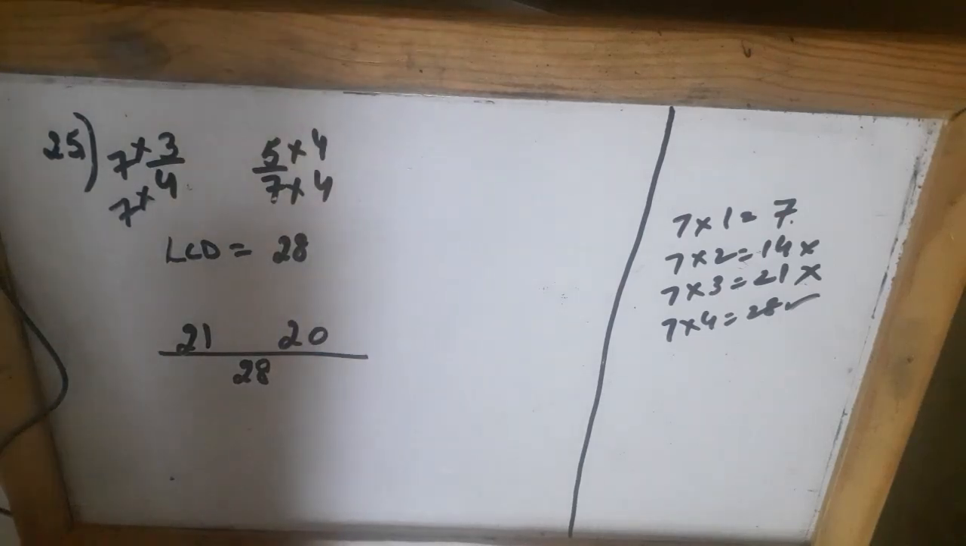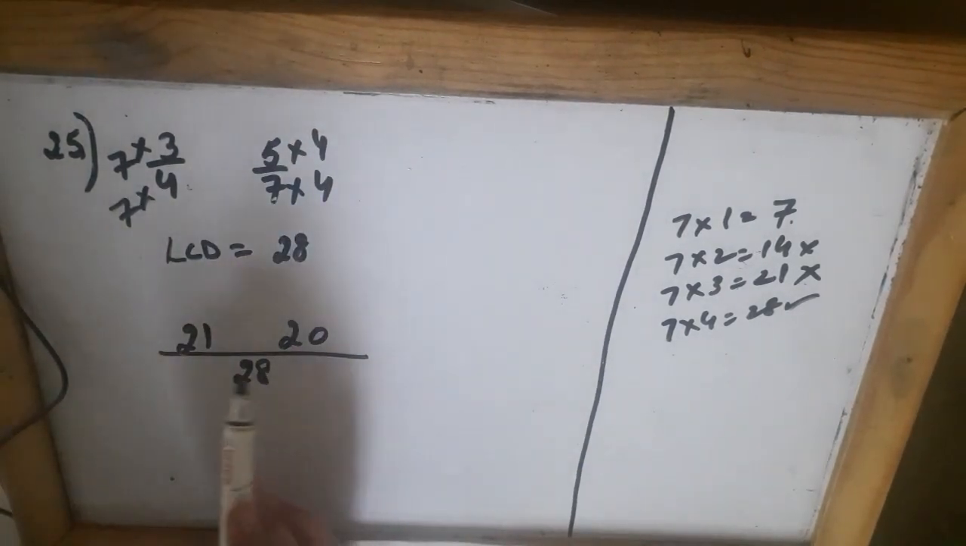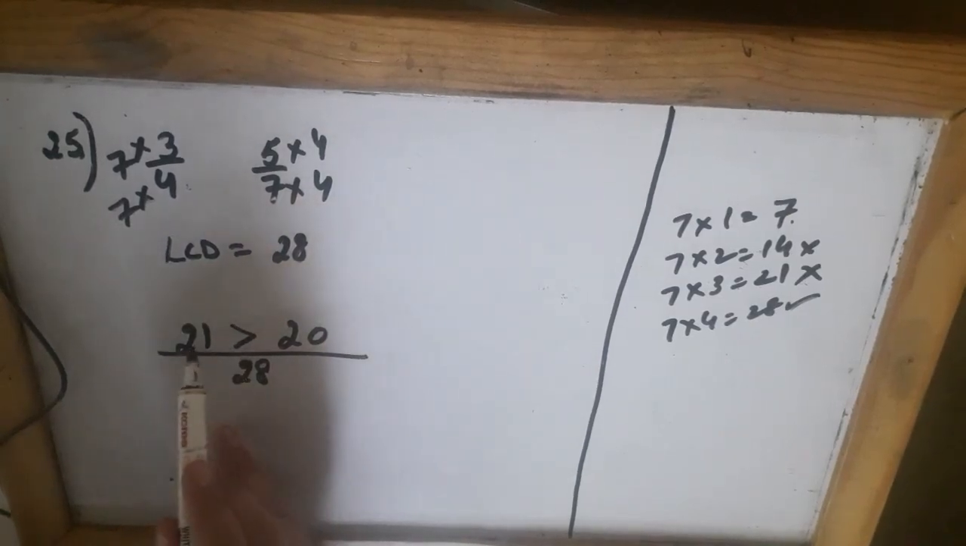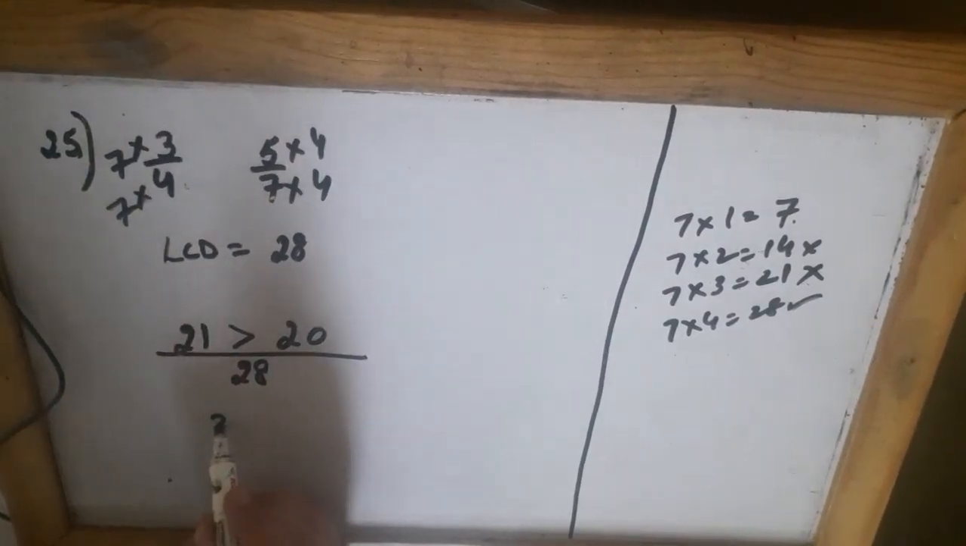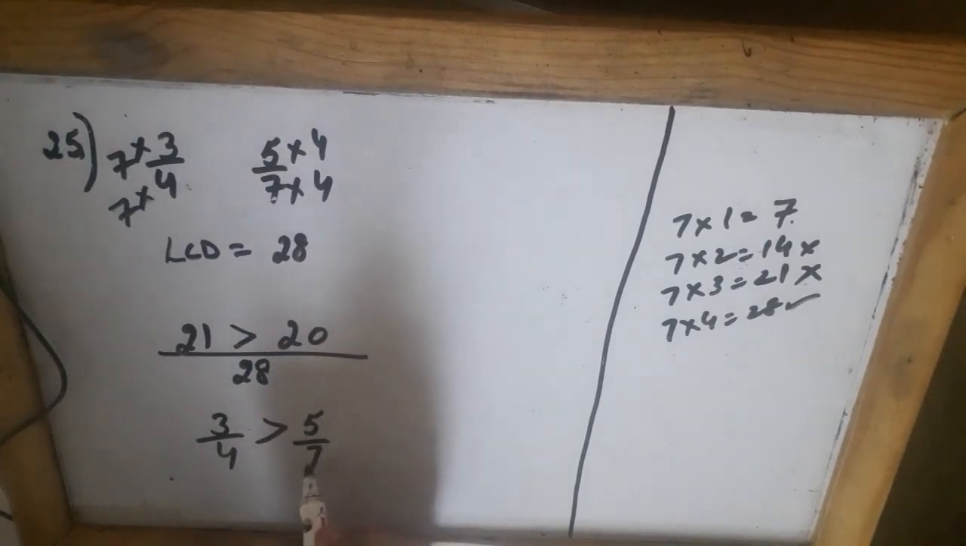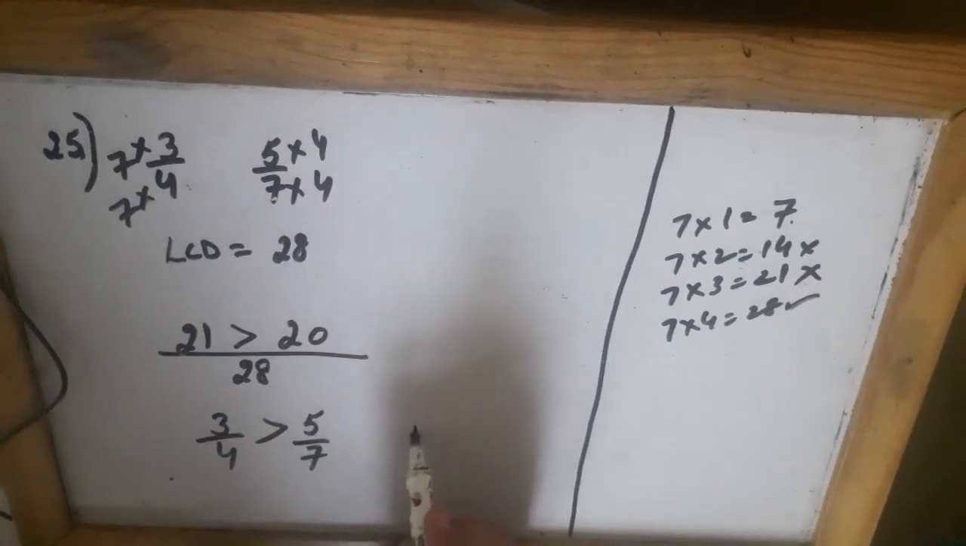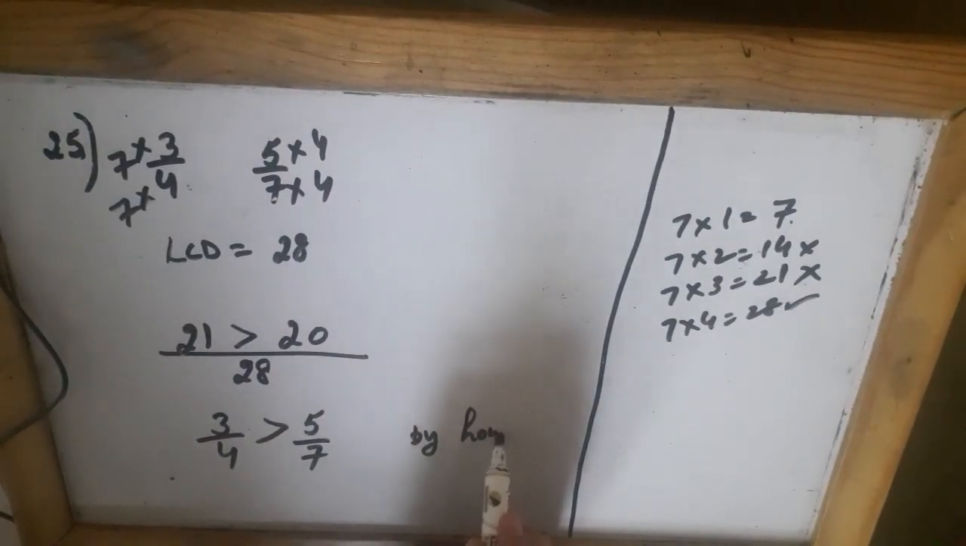5 4s is 20. So now the first part of the question was which is greater. So which is greater? This 21 is greater, and 21 belongs to which fraction? 3 by 4. It means 3 by 4 is greater than 5 by 7. And they are asking you by how much. कितना बड़ा है वो? How much?